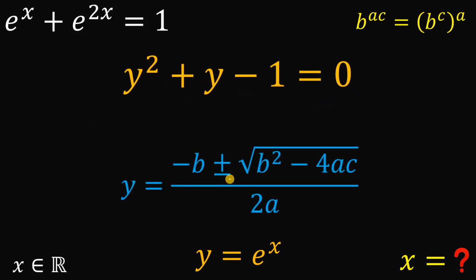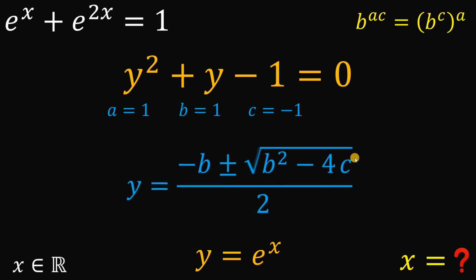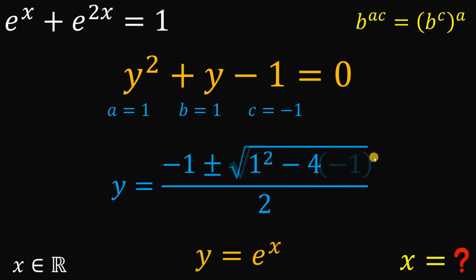So, we have y equals negative b plus or minus the square root of b squared minus 4ac, all over 2a. Now, the value of a is the coefficient of y squared, which is 1. The b is the coefficient of y, which is 1 also. And c is the constant term, which is negative 1. Now, let's replace a with 1, and also replace b with 1, and this variable c with negative 1.